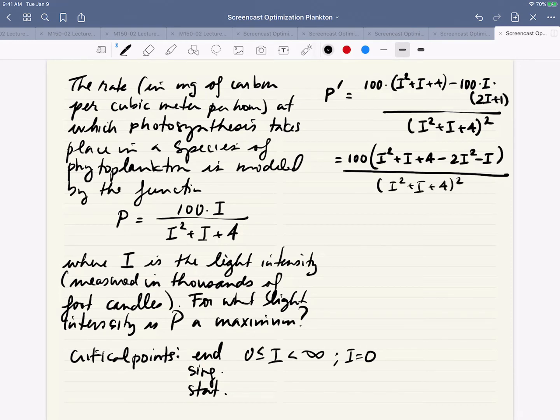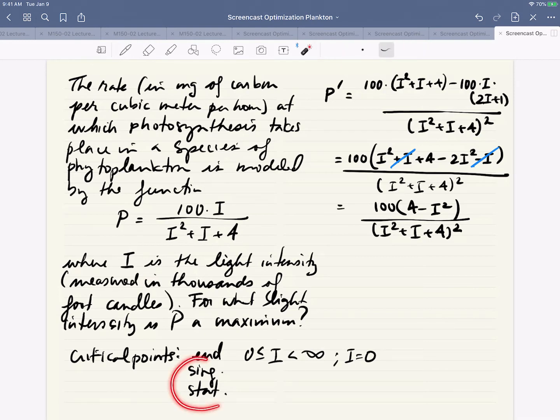And let's do one more simplifying step before we start asking questions about the function. Upstairs we'll see these I's cancel. That cancels with that. And we're left with 4 minus I squared. Because we've got 1 I squared here, negative 2 I squared there. It leaves us with a minus I squared. So there's our derivative, P prime.